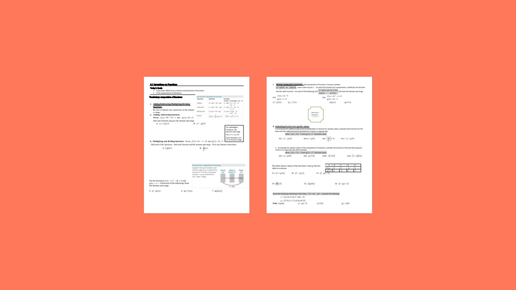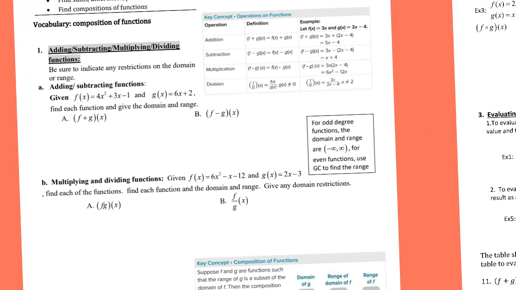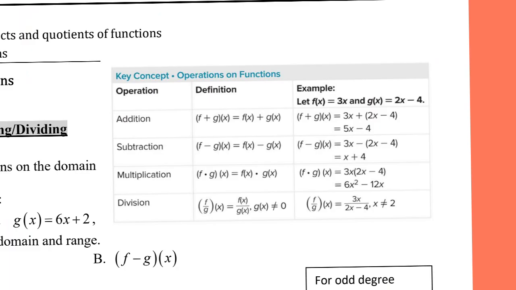Okay, so today we talked about creating functions by putting some functions together. The four main ways that we talked about putting functions together would be to take two functions, for example f of x and g of x, and add them together. So if you see f plus g of x, that means you take f of x, which is 3x, the right side of the equation, and you take g of x, which is 2x minus 4, and you plus them together.